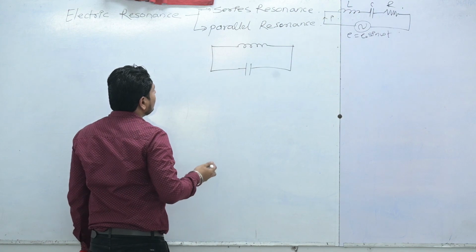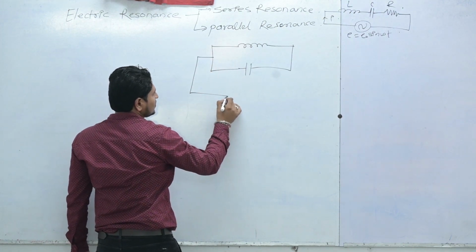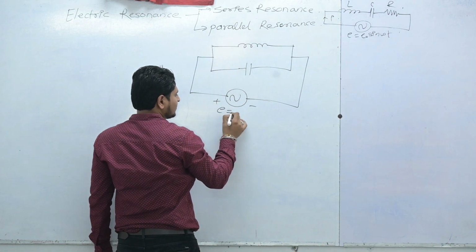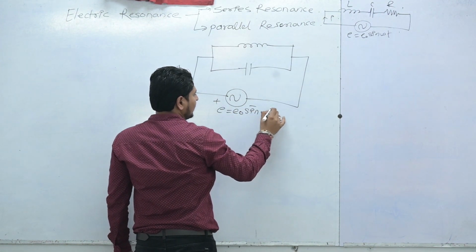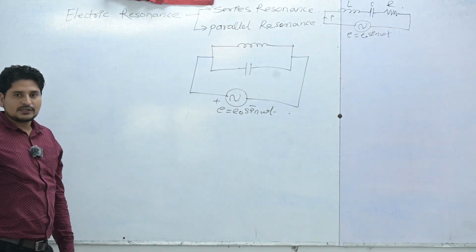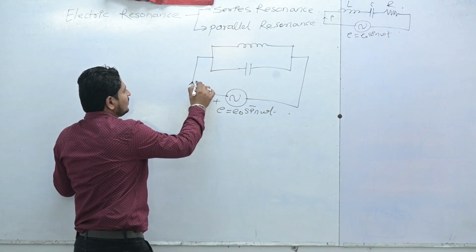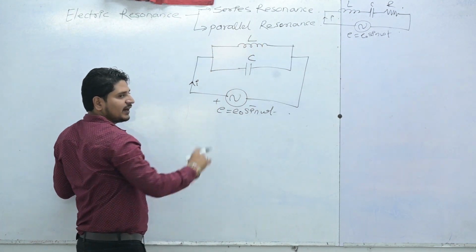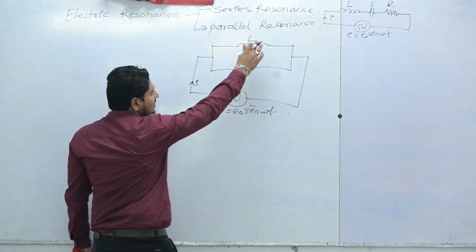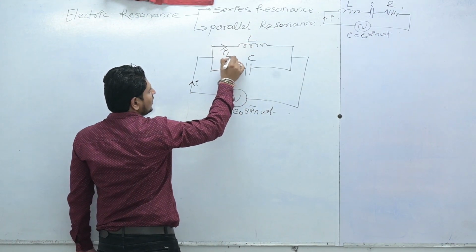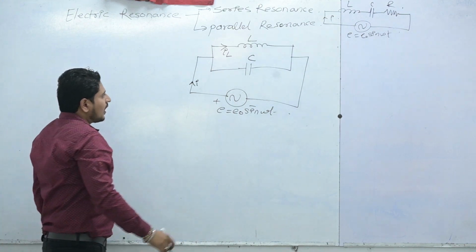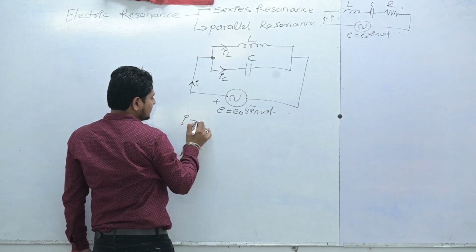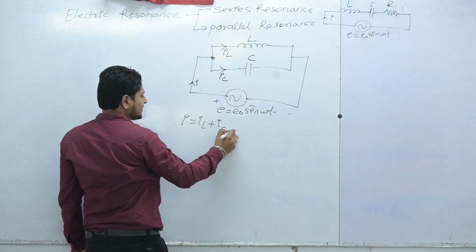So this is again connected across the alternating source of EMF, with plus and minus, E is equal to E naught sine omega t. Again I is the current flowing through this circuit. This is your L and this is your C, inductance and capacitance. IL is the current flowing through the inductor and IC is the current flowing through the capacitor. There is a junction, so I is equal to IL plus IC.